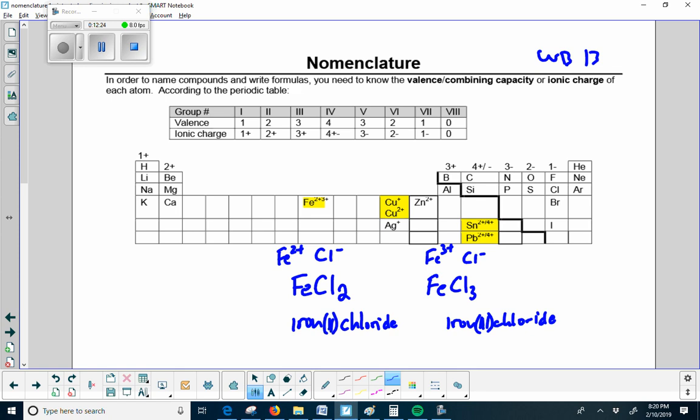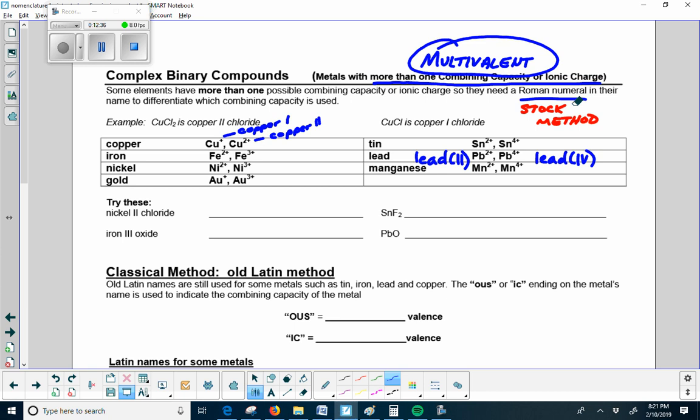So by using these Roman numerals, we can distinguish between these multivalent atoms, or atoms with multiple charges. We call this the Stock method. And you just use Roman numerals again to indicate the charge of the ion. So let's try a few of these down here. So why don't you write down the formula for these four different compounds using the Stock method, using the Roman numerals, and then pause the video and afterwards check your answer.